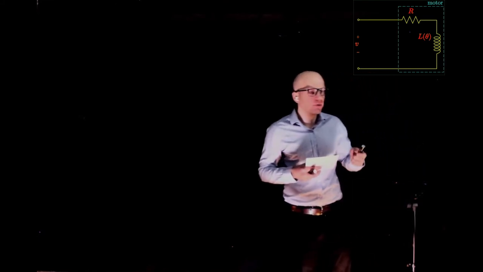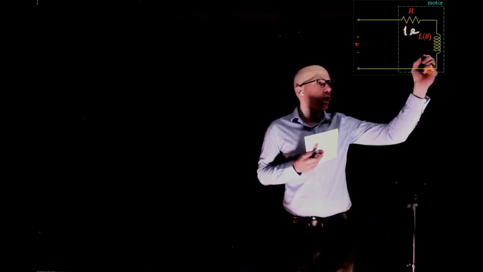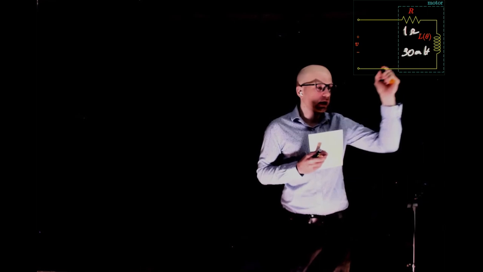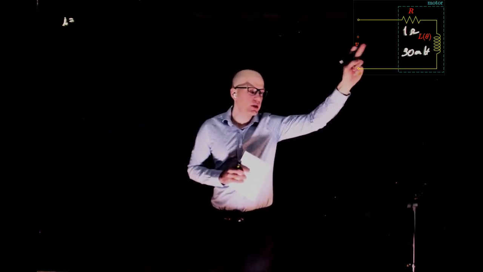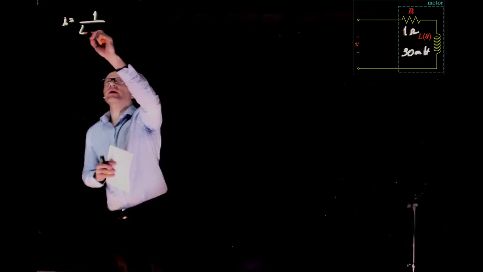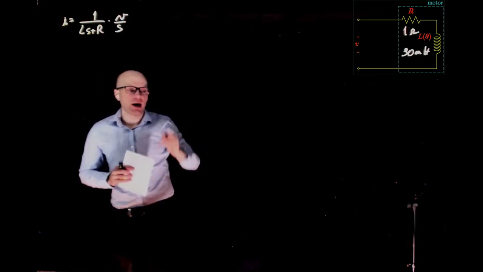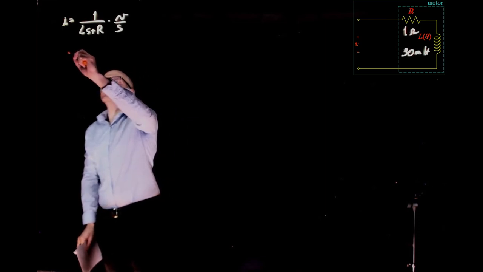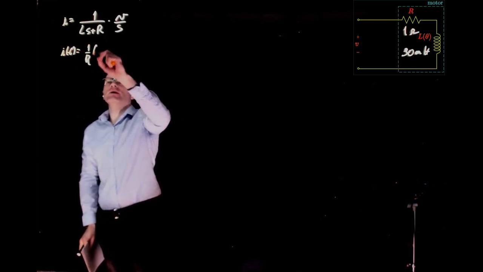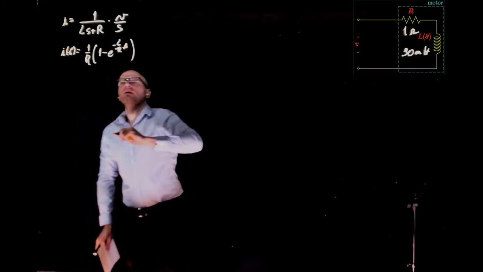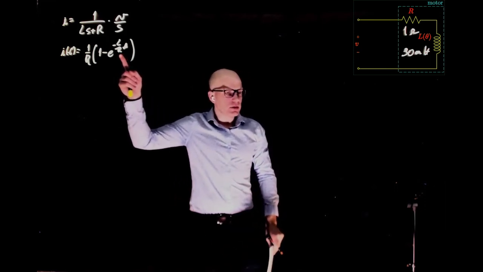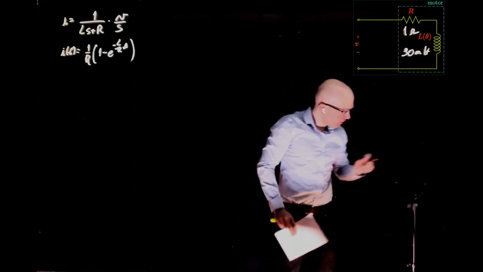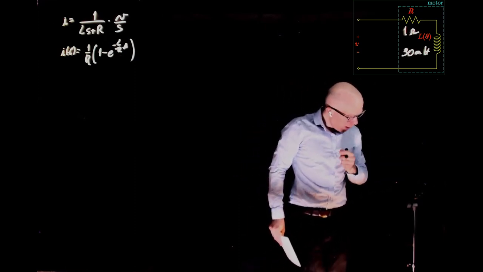Let's see what our time constant is first. So here is our circuit. We have 1 ohm for this resistor, and here 30 millihenry for the inductor. As we saw before, if you apply a voltage there, we can calculate the current as 1 over (Ls plus R) times the magnitude of the voltage divided by s. This is the step input to that voltage. The time response would be (1/R)(1 minus e^(-Rt/L)). Depending on this time constant, that determines how much time the current takes to rise. And we want that to be 2 milliseconds for turn on and 1 millisecond for turn off.